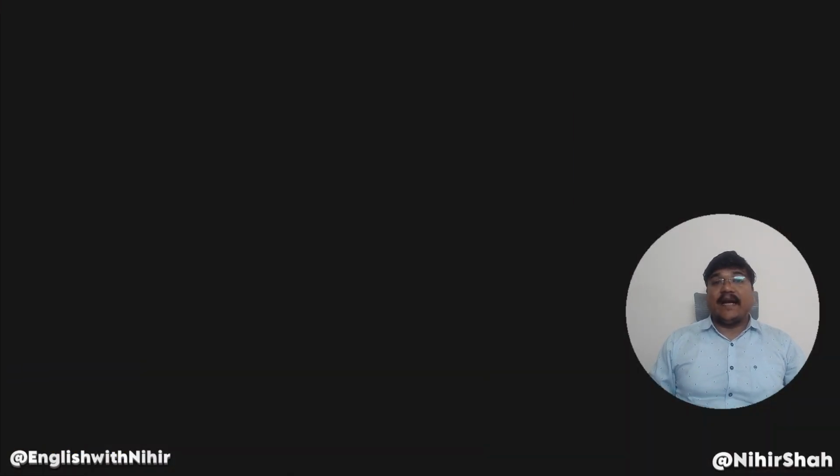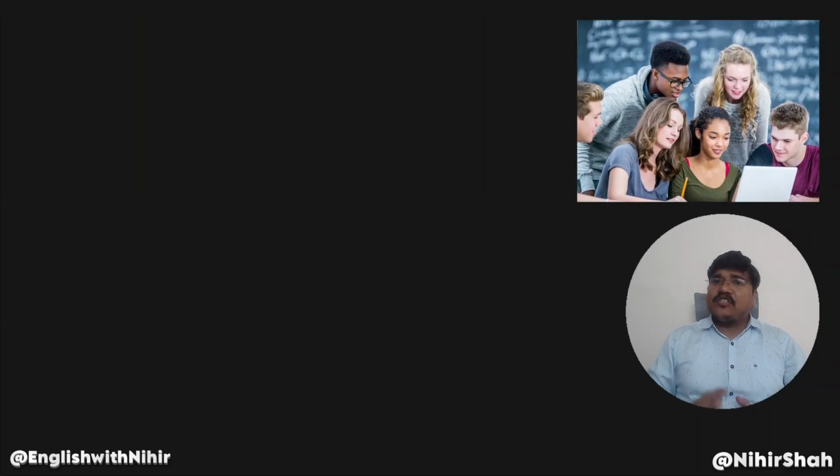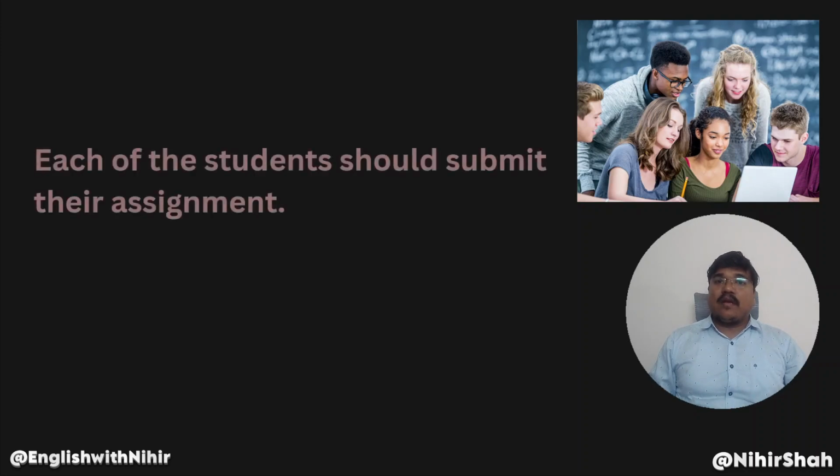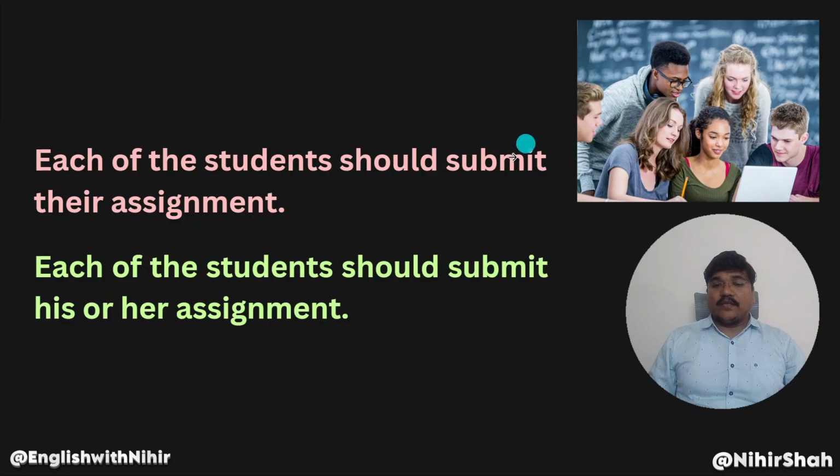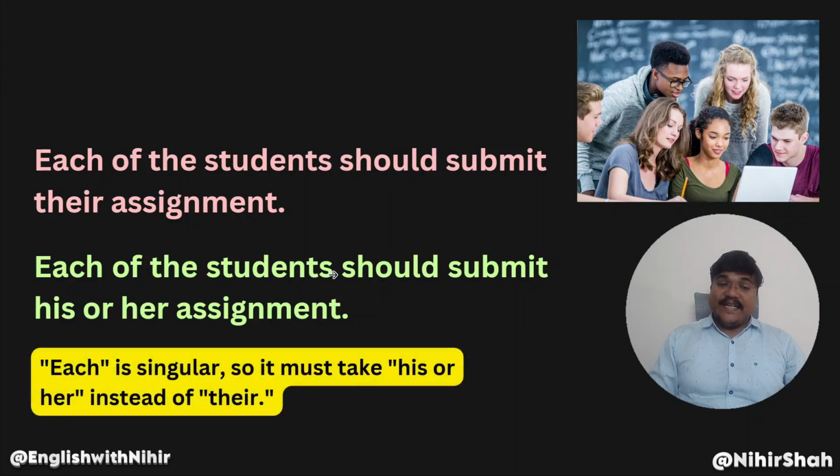Now, let's understand the 10 common mistakes that we generally do while solving the question related to pronouns. Let's see this sentence. Each of the students should submit their assignment. Can you find the mistake in this sentence? Think about it. I hope you would have done. The correct answer is each of the students should submit his or her assignment. Why so? Each is singular, so it must take his or her instead of their. So this is mistake number 1.